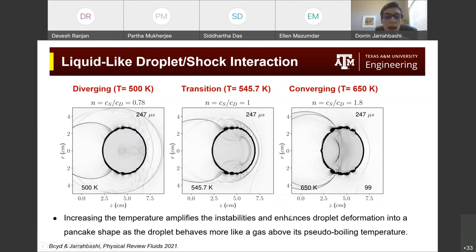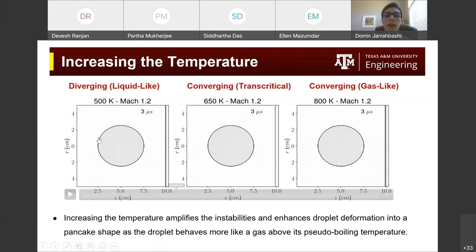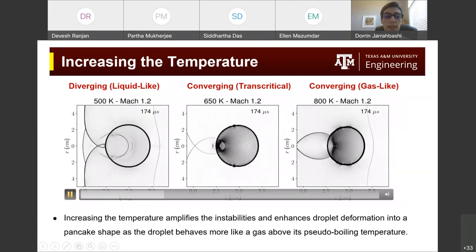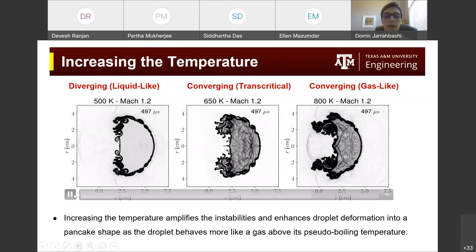Now, I'm going to show you what happens at higher temperatures, and by higher temperature, I mean moving toward gas-like behavior. So I'm showing, again, the 500 Kelvin case and the 650 as well as 800 Kelvin cases, which represent more gas-like behavior. By sending the shock through the droplets, we see that these two cases, which are converging cases at higher speed of sound ratio, especially the one at higher temperature, tend to be deformed more noticeably, and the formation of the instabilities and ripples is more advanced in the case of 800 Kelvin.